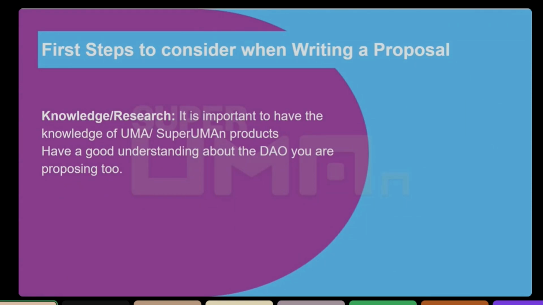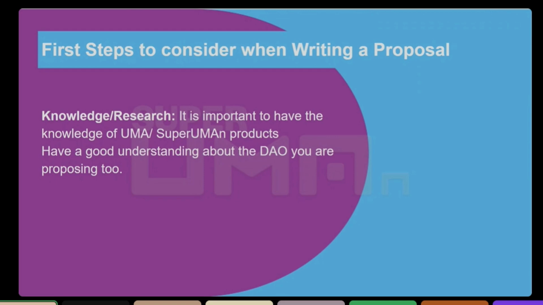So it's very important to do your research about them, and you should also do your research about the UMA or Superhuman product. Once you have the basic knowledge of the UMA or Superhuman product, and the basic knowledge of the DAO you're writing a proposal to, trust me, you're going to be very awesome, because it will be very clear. You'll be able to make sure the DAO you're writing to understands everything you're trying to pitch. So this is very important.